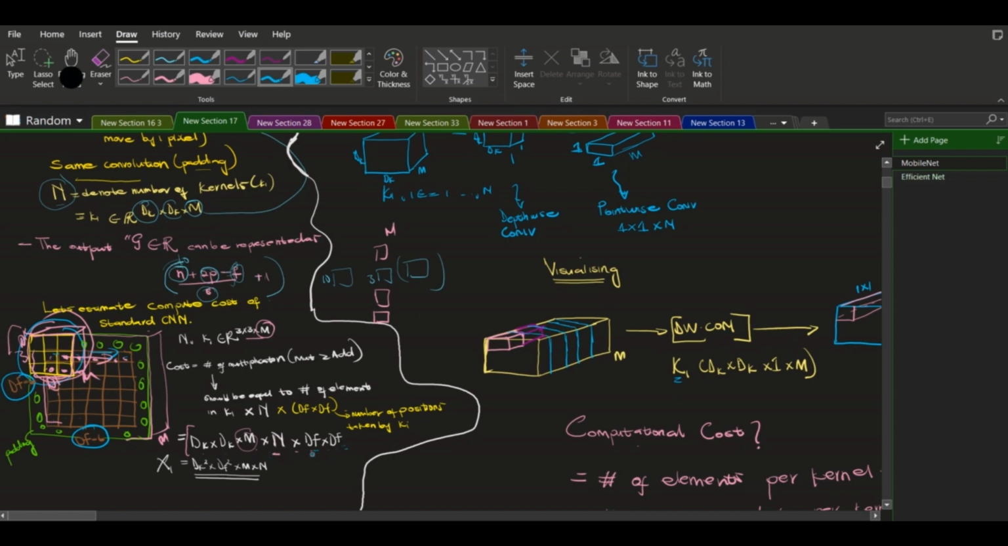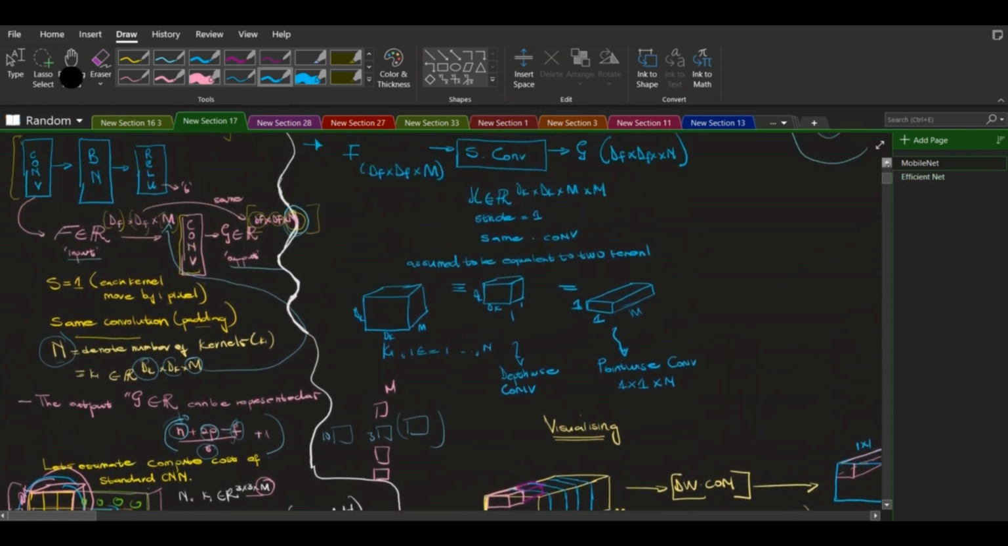So we can simplify this: dk becomes dk squared, then we have df squared by m by n. So this is pretty much the computation for us to convolve and go through this. Okay, so now you can see this computation. This is what motivated us to say, okay, can we come up with something more efficient?